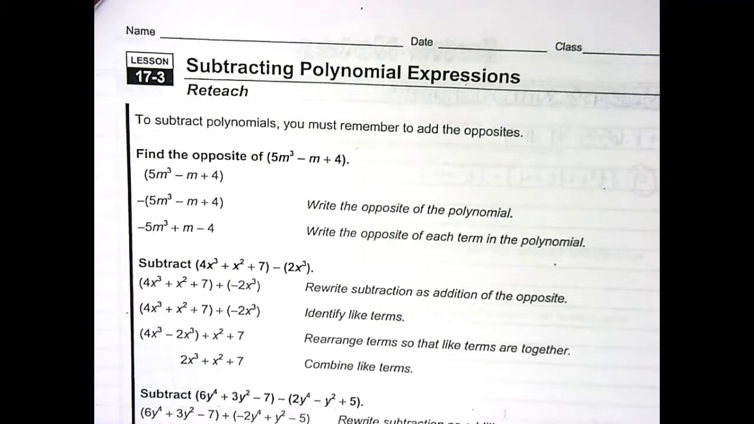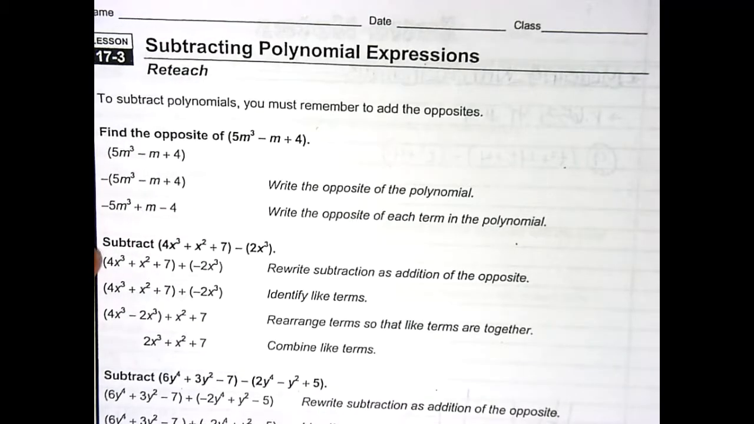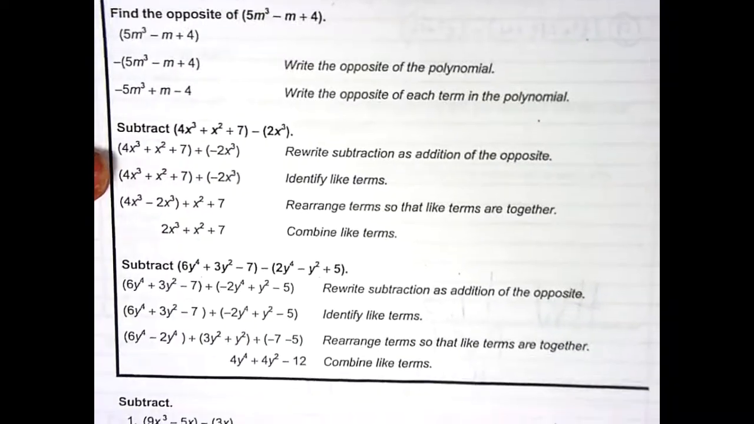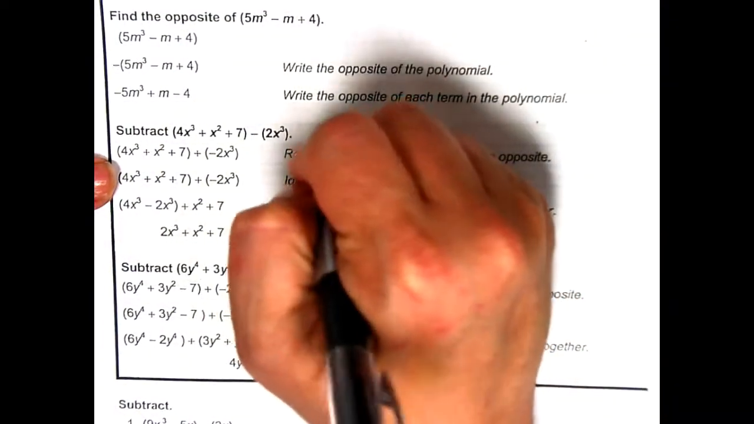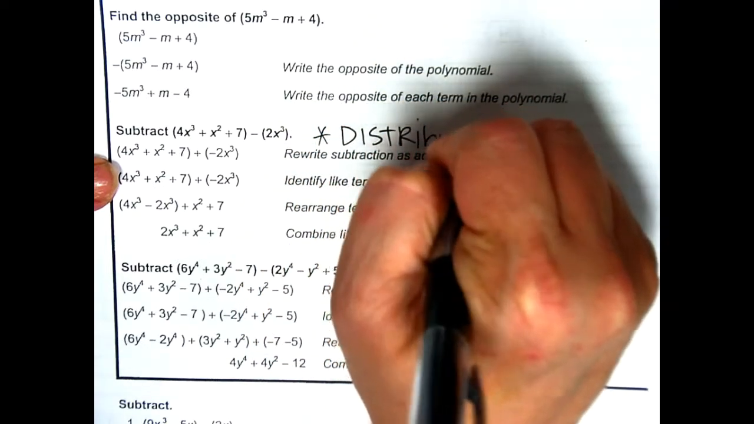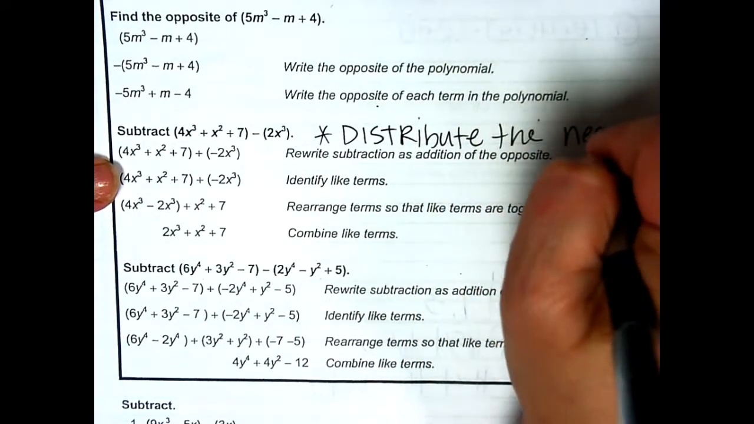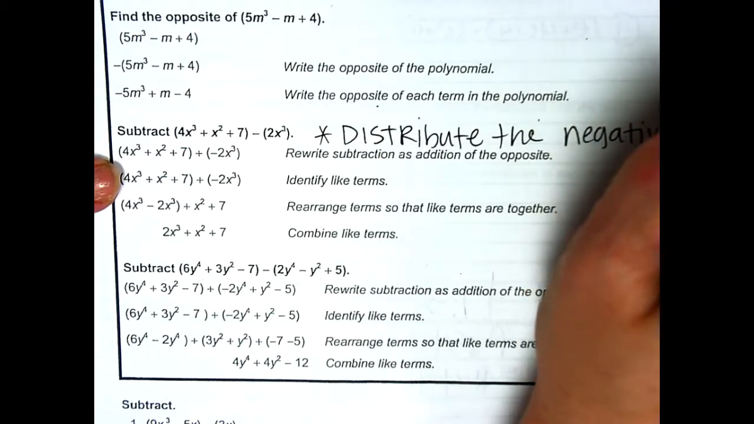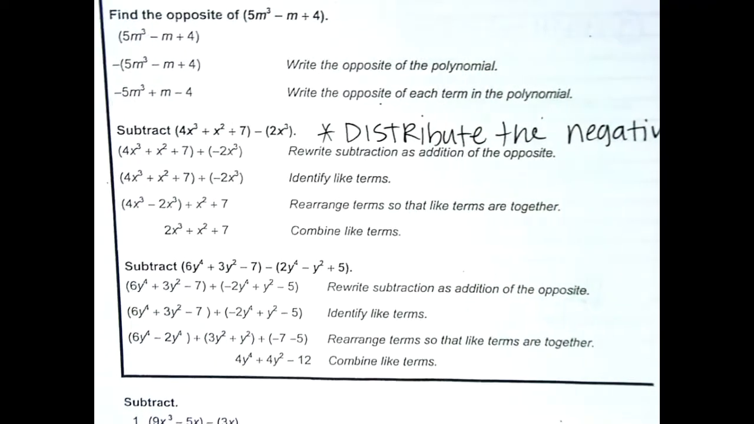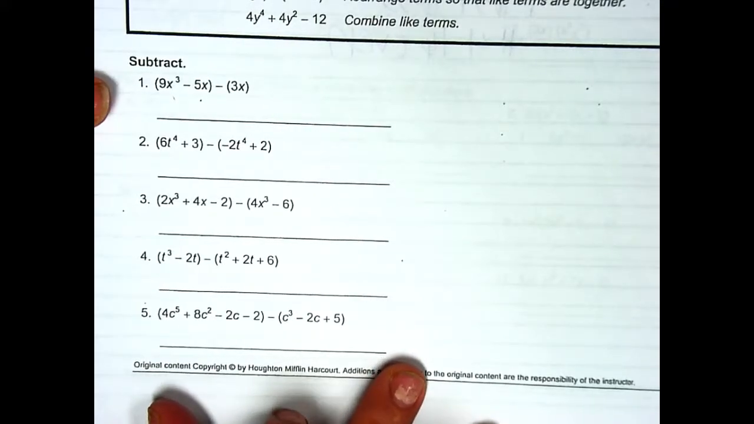Okay, so on our last lesson we added them. And so now we're going to subtract. When you subtract them, you need to remember to distribute the negative. Okay, so I'm going to show you 5 examples of what that looks like.